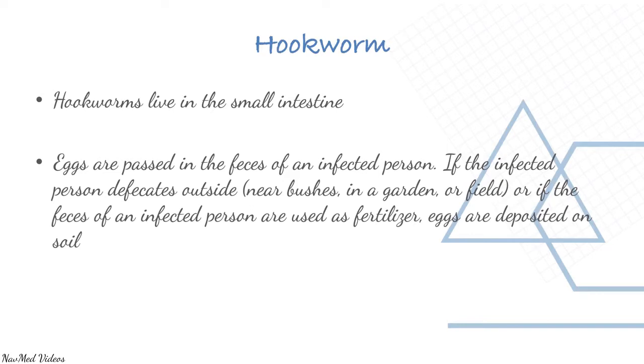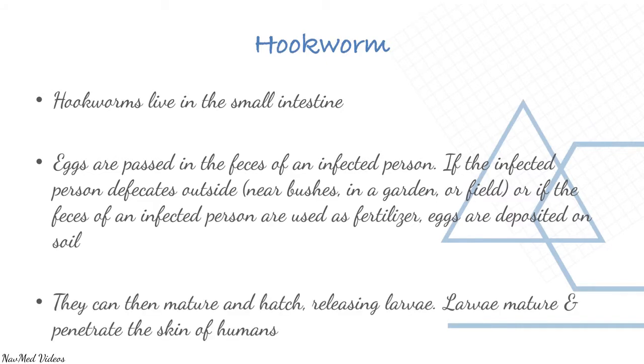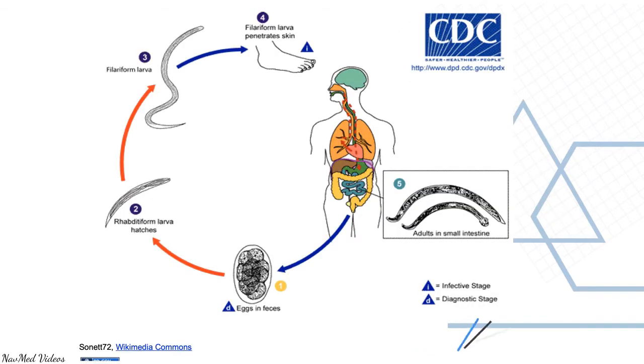eggs are deposited in the soil. They can then mature and hatch, releasing larvae. Larvae mature and penetrate the skin of humans. So this is how the hookworm cycle looks. You can see that the eggs are laid in the feces. Now these eggs hatch into rhabditiform larvae, which convert into filariform larvae in stage 3. The filariform larvae penetrate the skin of humans in stage 4.